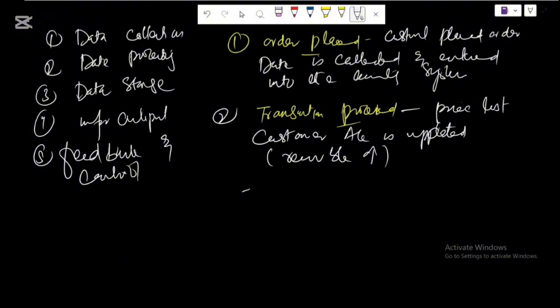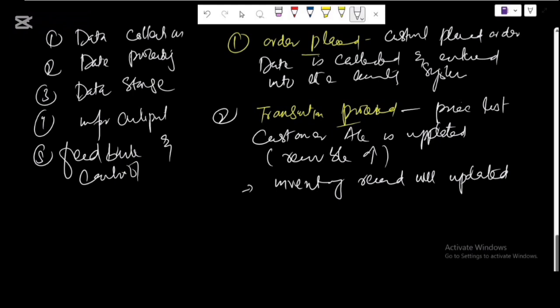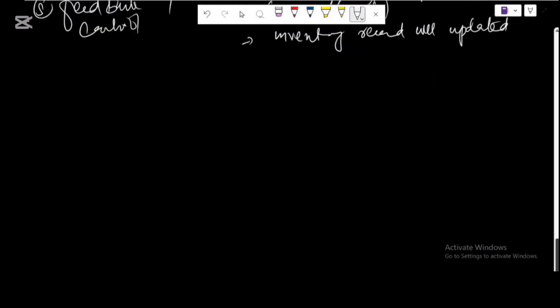The second thing is your inventory record will also be updated because they have placed some order and you have to deliver that inventory to the particular customer. So the system processes the transaction. Clear? Now the third step you will have here, right?